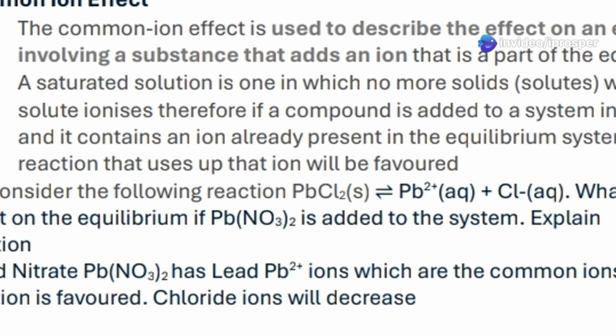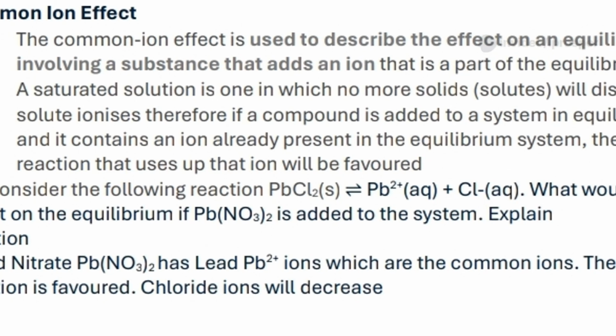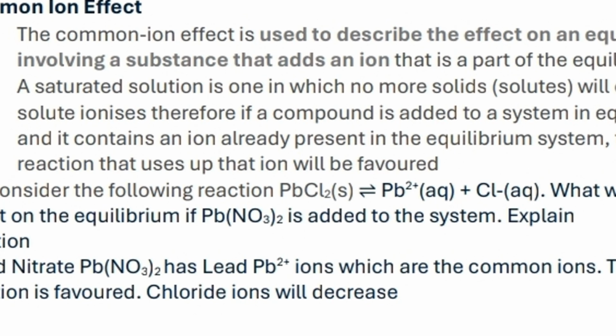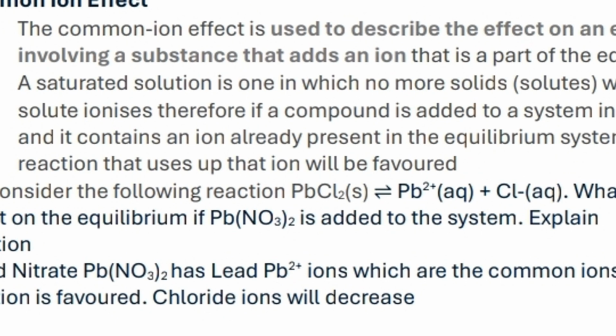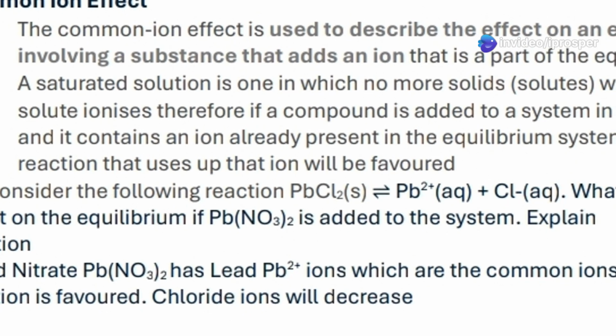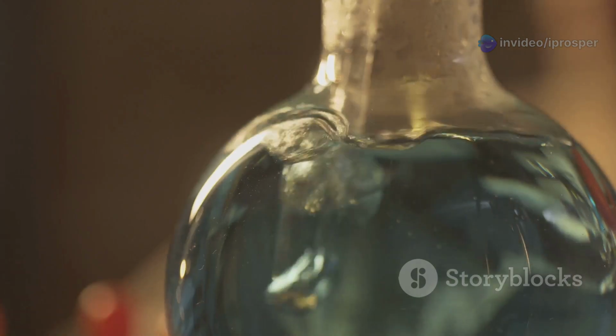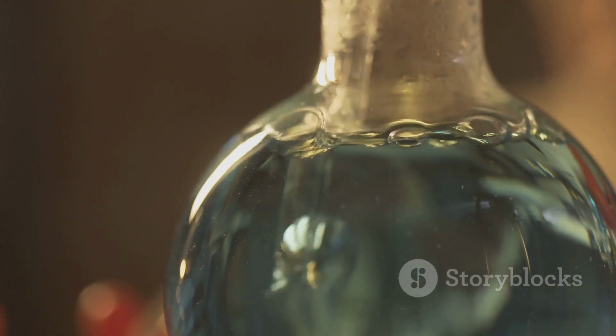Consider the following reaction. PbCl2 solid in equilibrium with Pb2+ aqueous plus Cl- aqueous. What would be the effect on the equilibrium if Pb(NO3)2 is added to the system? Lead nitrate, Pb(NO3)2, has lead Pb2+ ions, which are the common ions. The reverse reaction is favored and chloride ions will decrease.